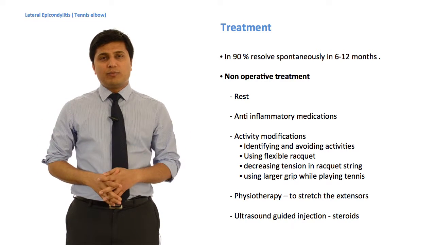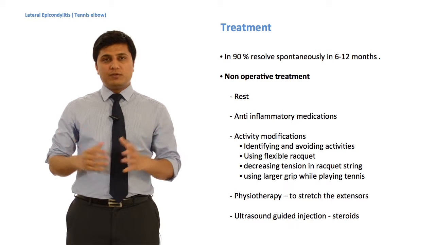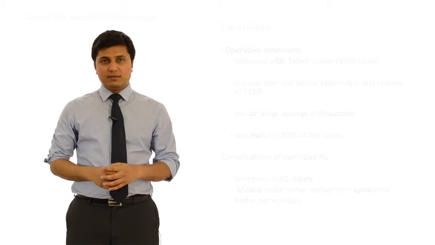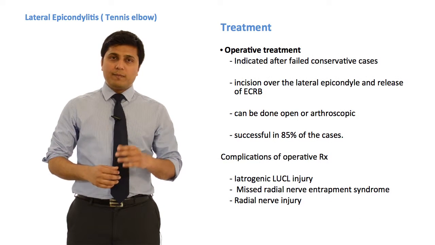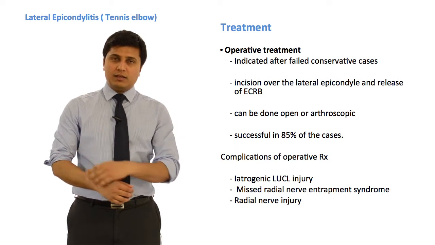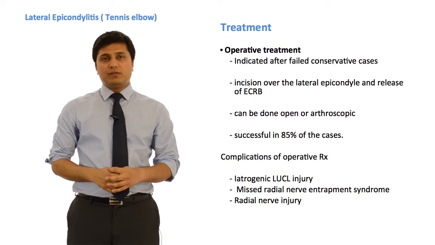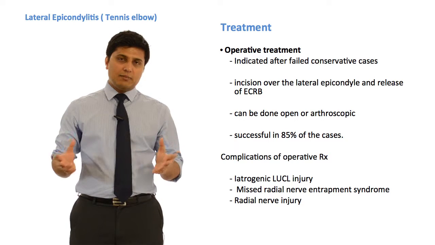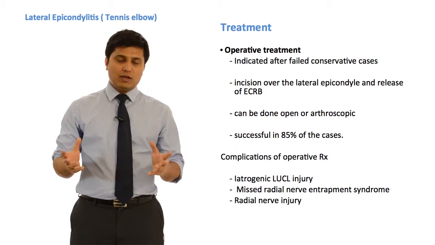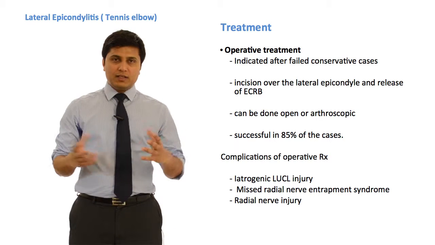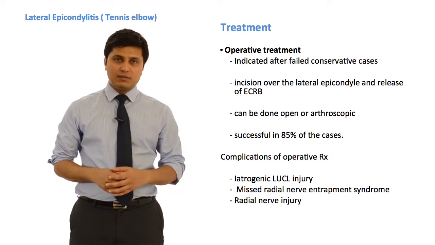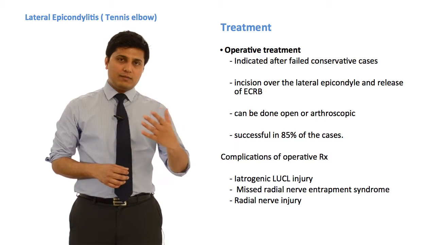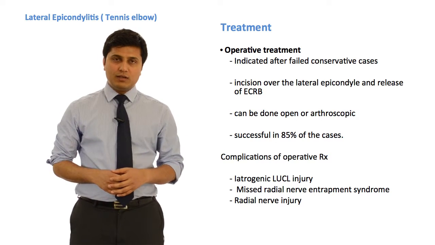Once these conservative measures have failed, operative treatments do have a role, and they are successful in 85% of cases. Operative treatment involves release and debridement of the ECRB origin. The operative treatment can be done with either an open or an arthroscopic technique. With either technique, there is a possibility of complications, for example, lateral ulnar collateral ligament injury, and also iatrogenic radial nerve injury.